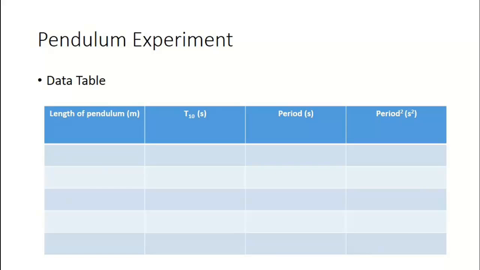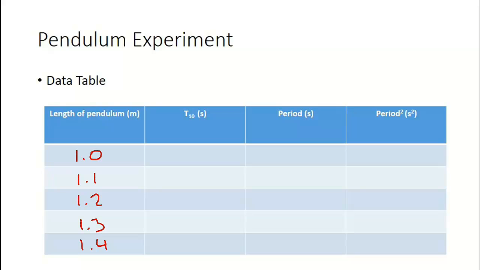So here is an example of an appropriate data table. We've got 4 columns. Our first column is the length of the pendulum. Our second column is our T10, which is the time taken for 10 swings back and forth. Our third column is our period, and our fourth column is our period squared. So we use some values for our length of pendulum. We said something around about 1 meter, followed by 1.1, 1.2, 1.3, and 1.4 meters.